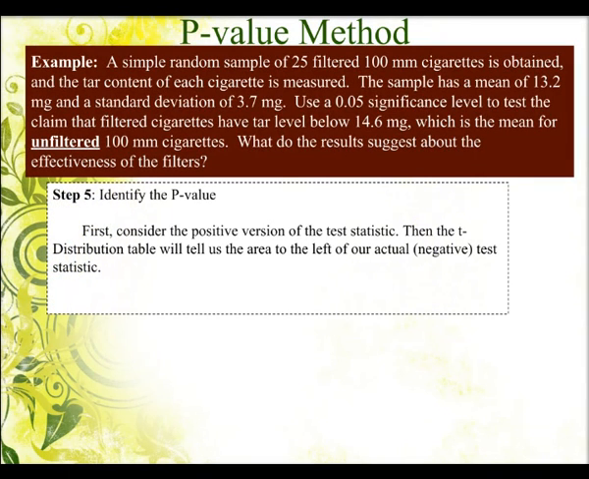So let's identify the p-value now. First of all, since we have a negative test statistic, but the t-distribution sheet has only positive t-scores, we're going to consider our test statistic to be positive when we're looking it up, but keeping in mind that it's actually negative.